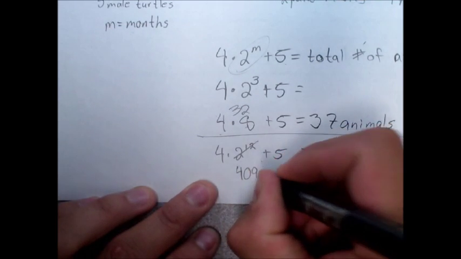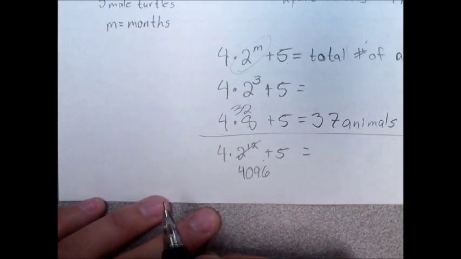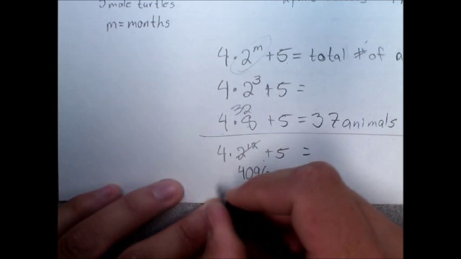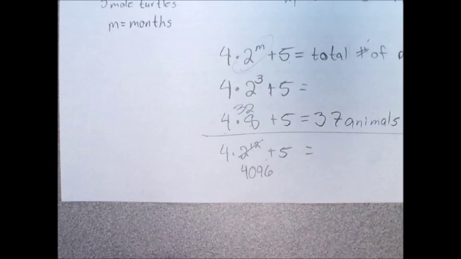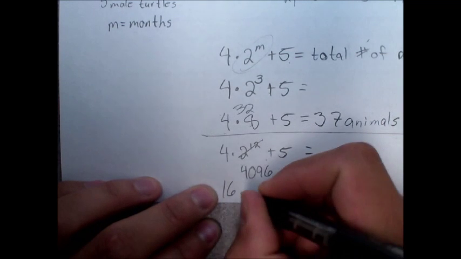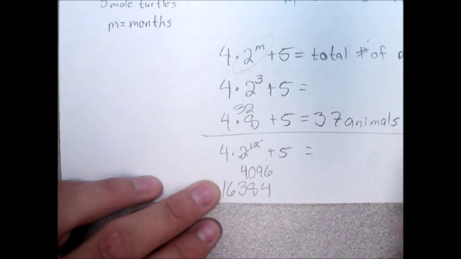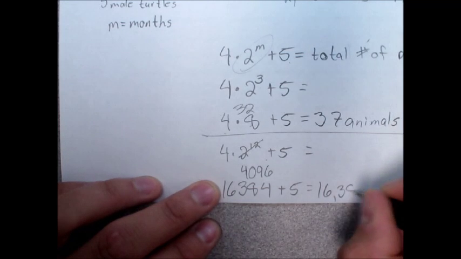Now we have to multiply that by 4. We're doing an order of operations here if you haven't quite figured that part out yet. What do you get? What do you get? I think you might be wrong. What'd you say? 4098? Yeah, no, that's a smaller number than we should have. That number makes sense. 16,000 what? 384. Holy moly. Plus 5 little baby turtles. So we get 16,389.